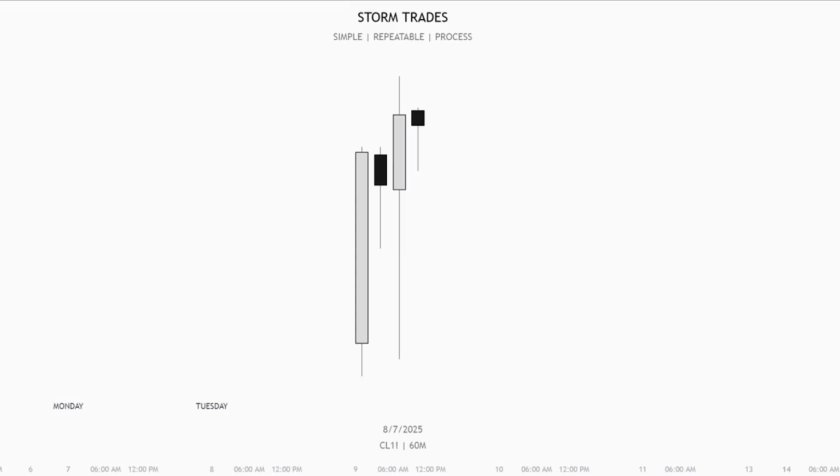This time we're going to go through my CL futures long trade I took on Tuesday, July 8th during the AM New York trading session. This trade is a good example of time frame alignment between the daily and the hourly charts. Let's get right after it.